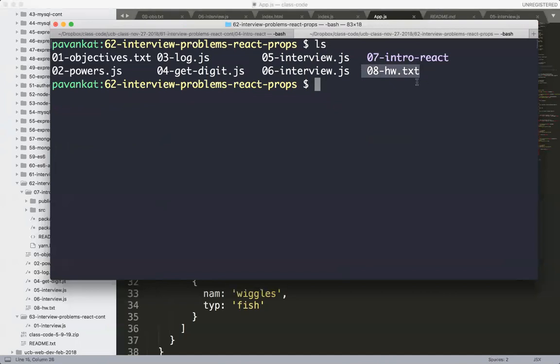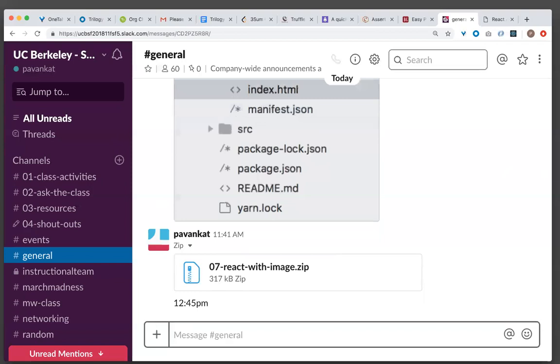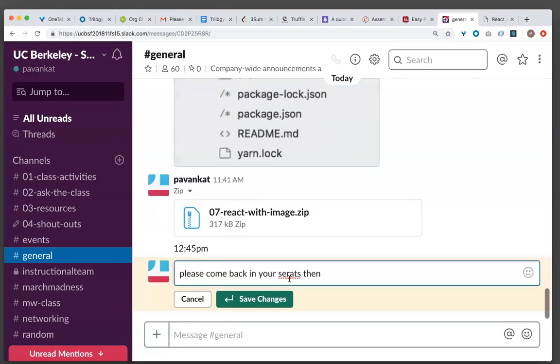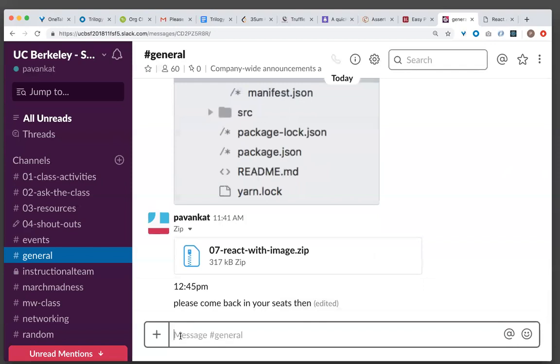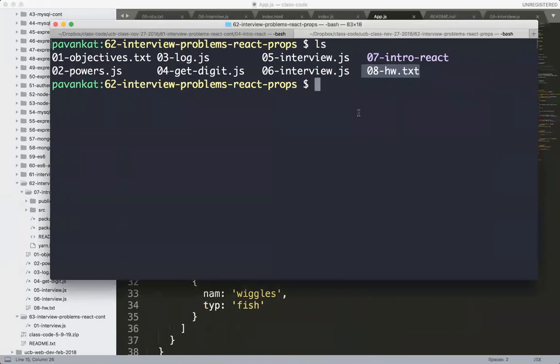All right, guys, so come back at 1 p.m. and you're going to start 08 homework when you come back. It's an hour and 15. I'm sorry, 12:45. Thank you. Please come back to your seats then and start 08 homework.txt.